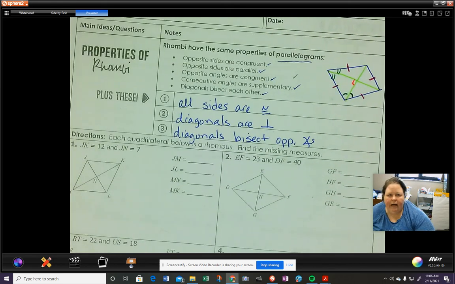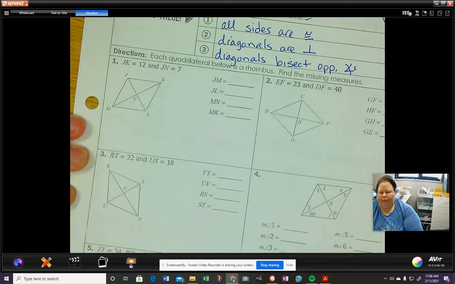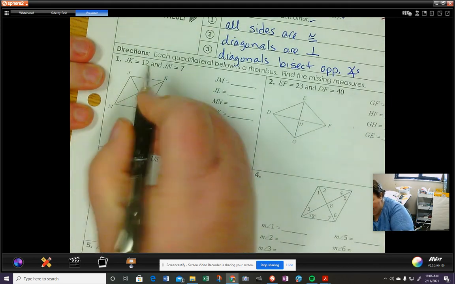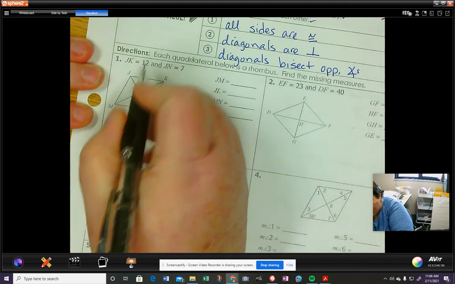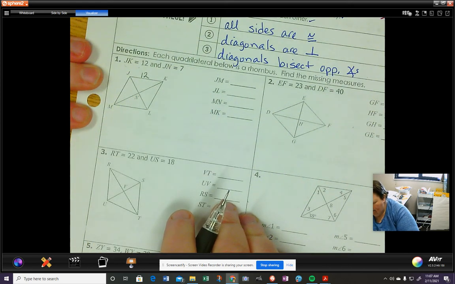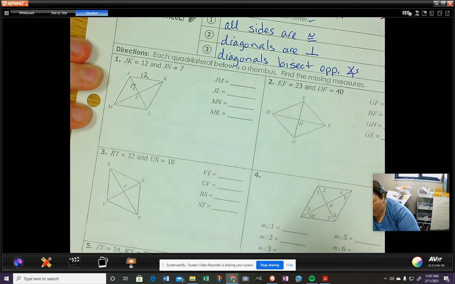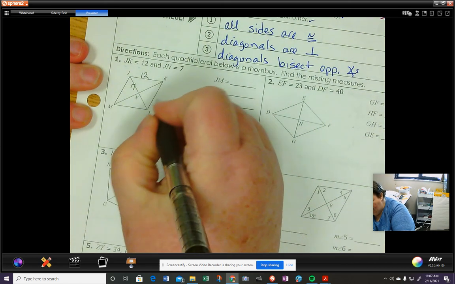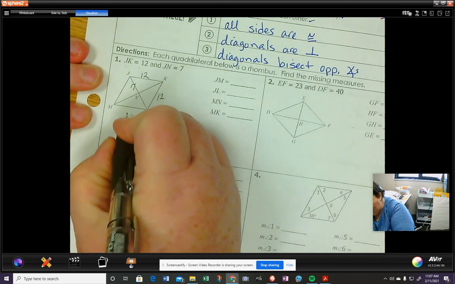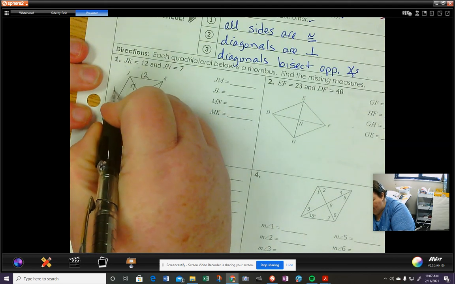Okay, so let's look at number 1. Each quadrilateral is a rhombus. Find the missing information. So JK equals 12. So let's label that. Here's JK, it's 12. And JN equals 7. Let's label the rest of this. So KL has to be 12. ML has to be 12. And MJ has to be 12.